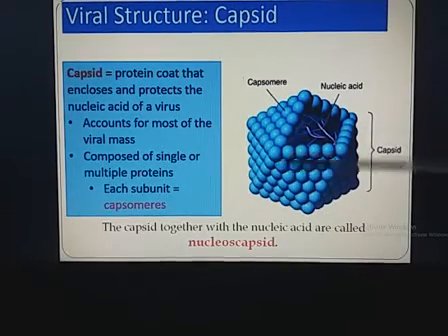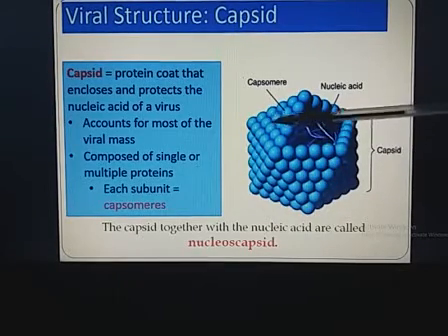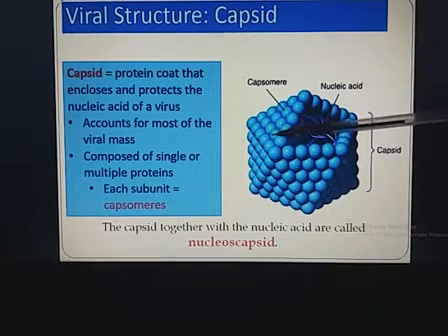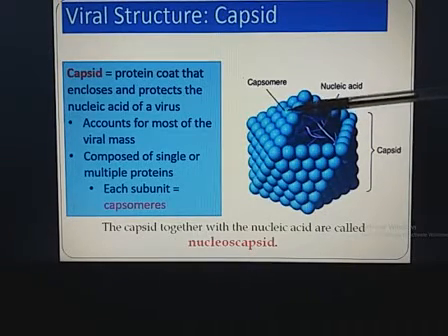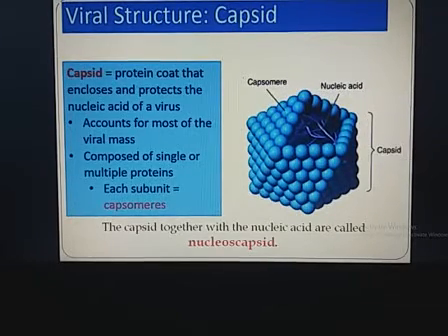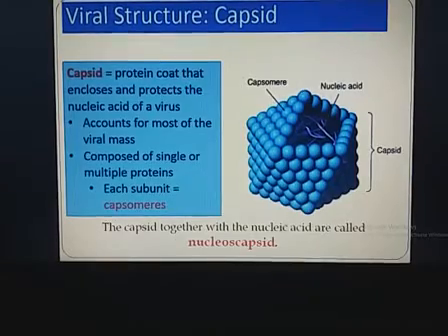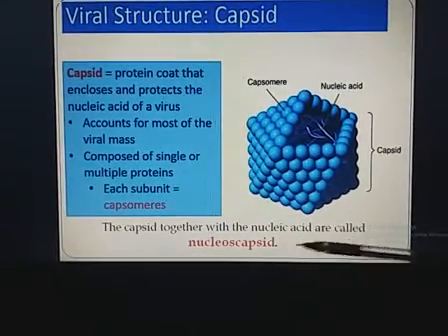present inside of that capsid core, and capsid is actually made up of small subunits or smaller subunits. Each subunit is known as capsomere. Okay, so sometimes questions come in your exam that what is capsid or what is capsomere. So capsid is basically a protein coat that encloses and protects the nucleic acid of a virus, and capsomere is actually the smaller subunit of the capsid. Okay, so finally the capsid together with the nucleic acid is called the nucleocapsid.